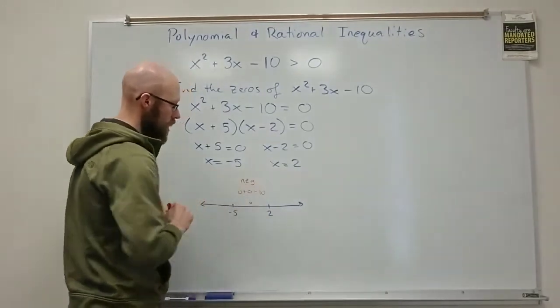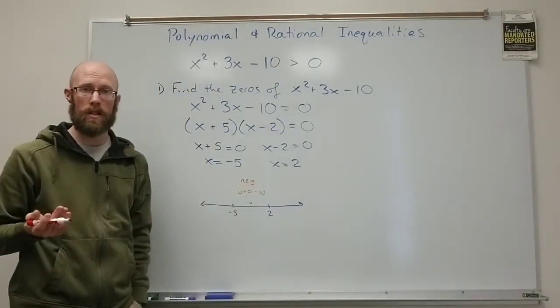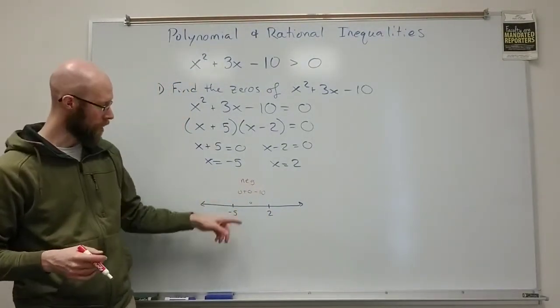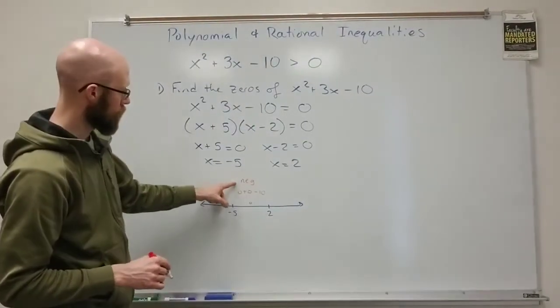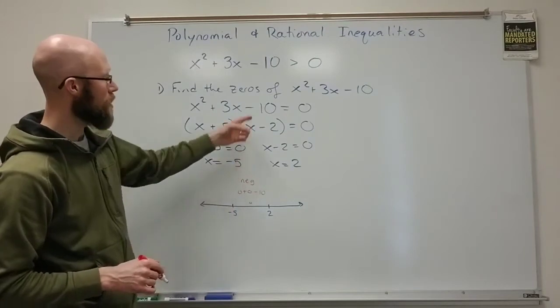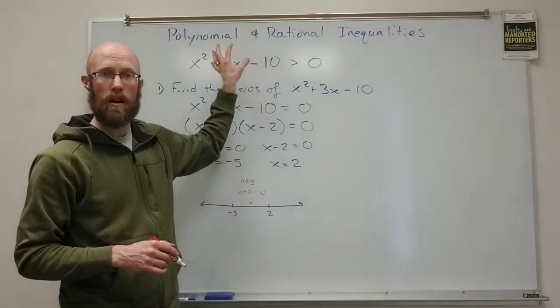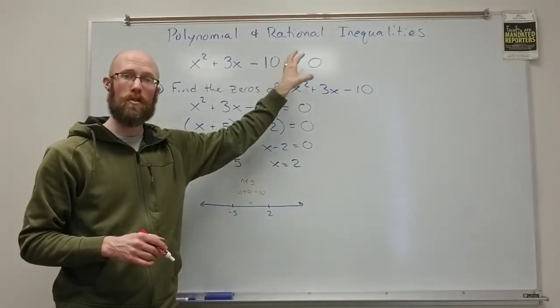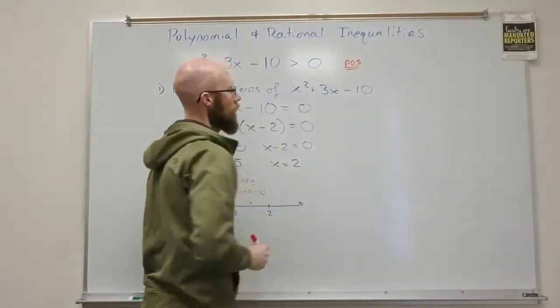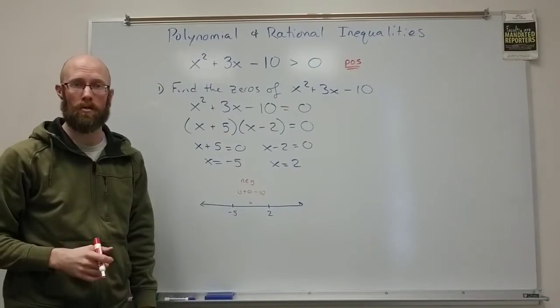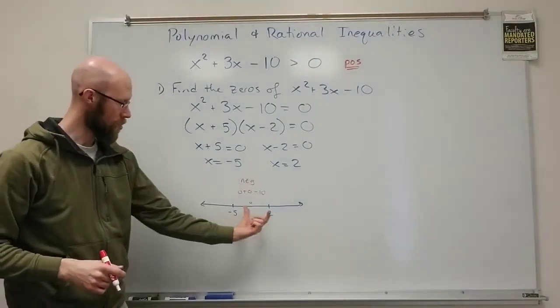All I need to know is that that's a negative value. I don't need to know the actual value, just whether it's positive or negative. The negative outweighs everything else, so it's negative, which means this interval is not part of the solution, because I want the polynomial to be greater than 0. So I want to get positive values for that polynomial.